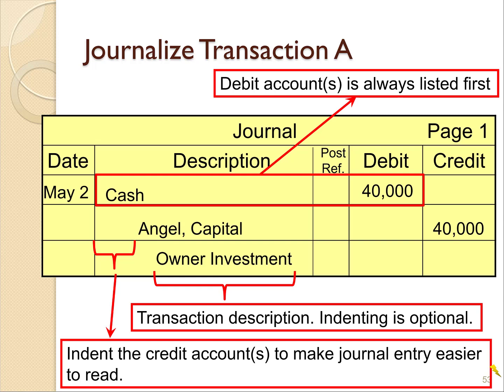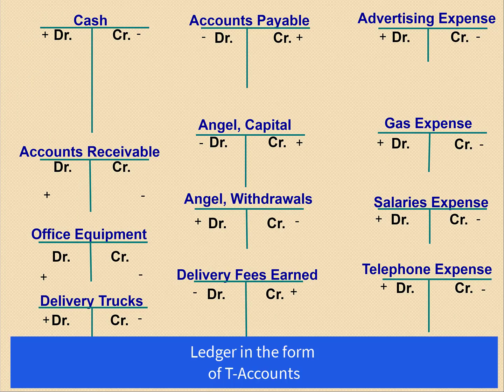Now, later on, your boss is going to ask you, and your boss is this Angel lady, how much cash we have. And remember, the journal does not have account balances. Where do we find account balances? In the ledger. And in this project we're doing, the ledger is in the form of T accounts. So what we're going to do now is take the information from the journal transaction we just did, and we're going to post them, or just basically copy the numbers over to the correct account.